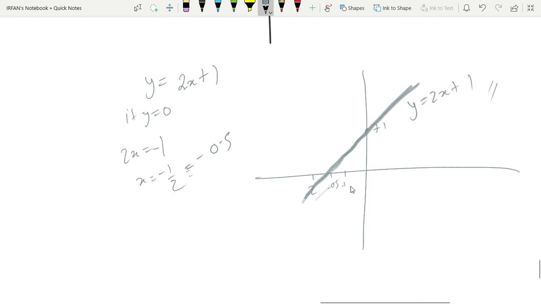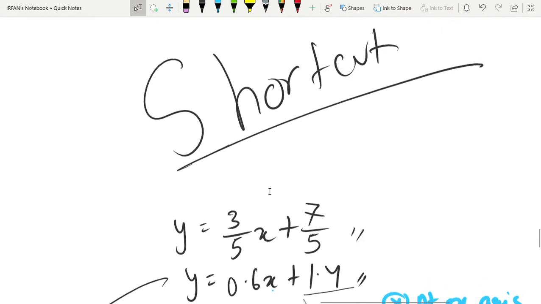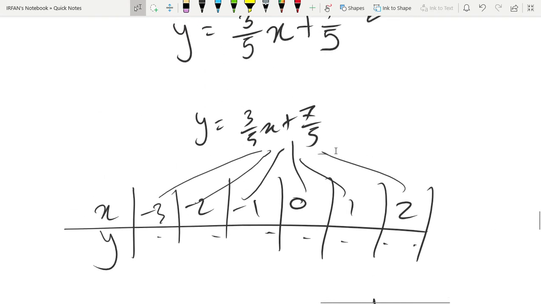So whatever our graph is, it should cross through plus 1, and taking y equals 0, I found the x, which is minus 1 by 2, and minus 1 by 2 means minus 0.5. So this is how it works. And if you want, you can use the old traditional way. That takes a lot of time.